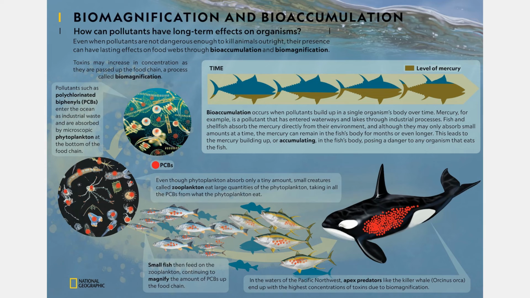Pollutants such as polychlorinated biphenyls, PCBs, enter the ocean as industrial waste and are absorbed by phytoplankton, at the bottom of the food chain. Right? That is the first one.